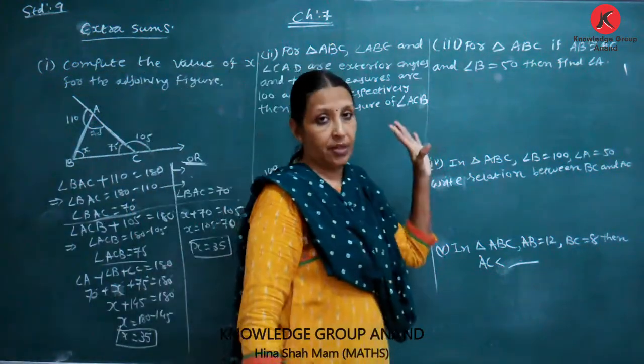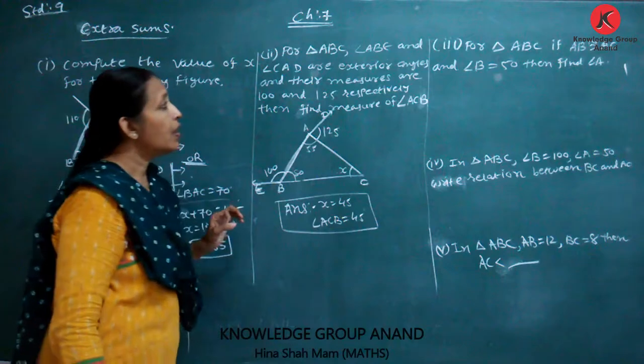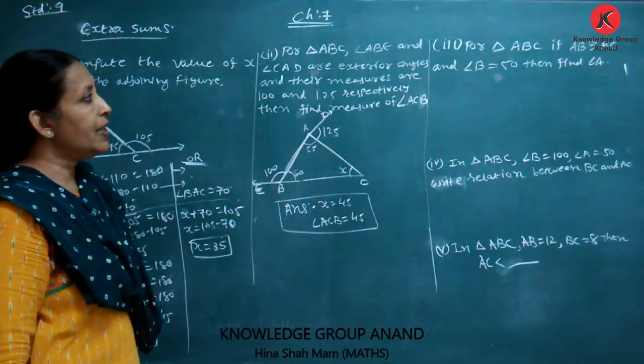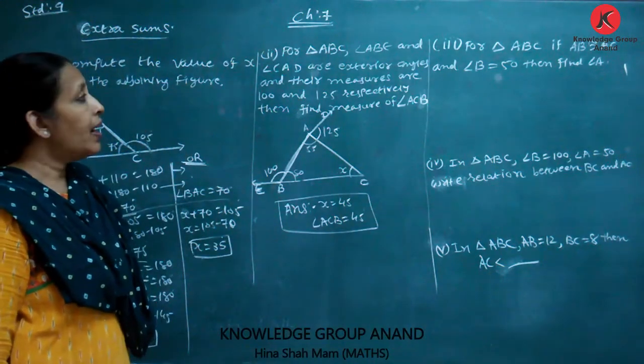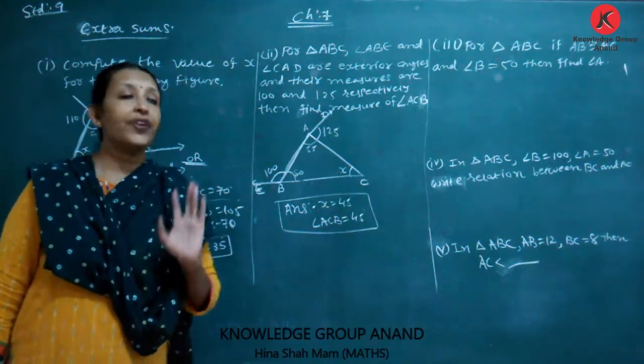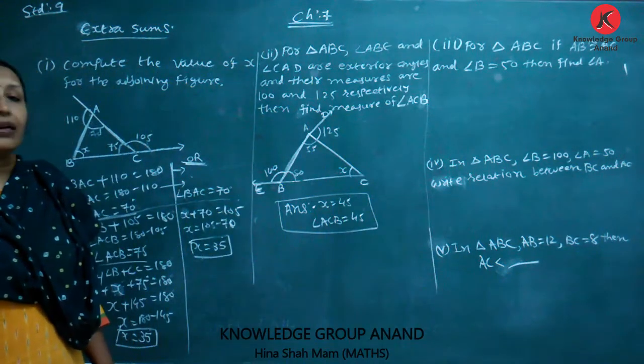Question number 3. For triangle ABC, AB is congruent to AC, and angle B is equal to 50. Then find angle A.